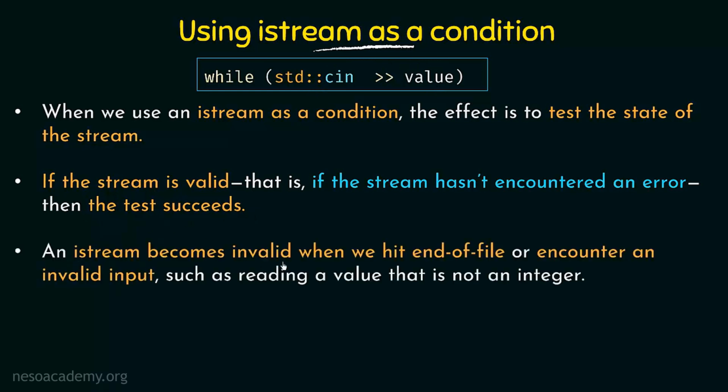Now an istream becomes invalid when we hit end of file or encounter an invalid input, such as reading a value that is not an integer. So this is the condition where this test condition will become false. So it will become false when this cin will encounter an end of file value.